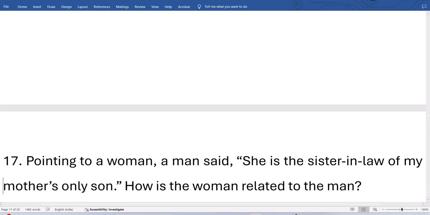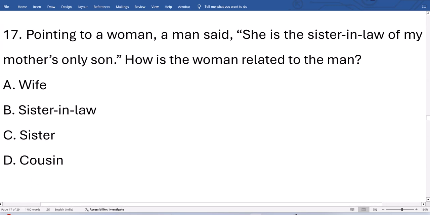Blood relations. Pointing to a woman, a man said, "She is the sister-in-law of my mother's only son." So I think you know the answer. Previous question, C is the daughter of my father's only son. I said at the same time, my father's only son, my mother's only son. What may be said by the man?